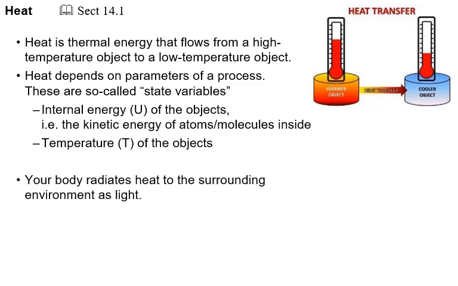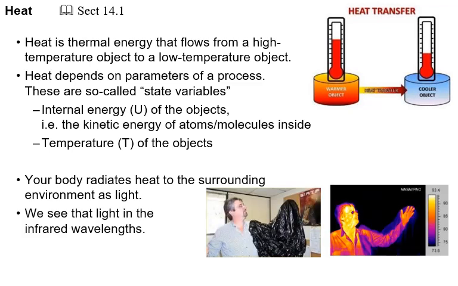So your body radiates heat to the surrounding environment as light. We see that light in infrared wavelengths. Light carries quanta of energy, and if you're warmer than the surrounding environment, then you're going to transfer heat to that cooler environment around you, and the most effective way to transfer that heat is radiative cooling. That's one of the effective ways, and so basically your body gives off light.